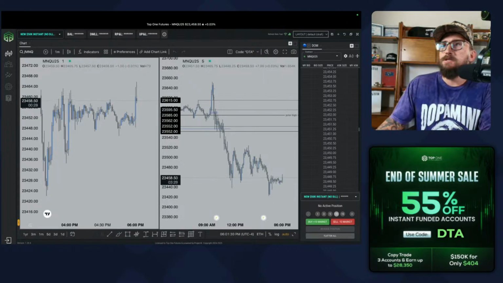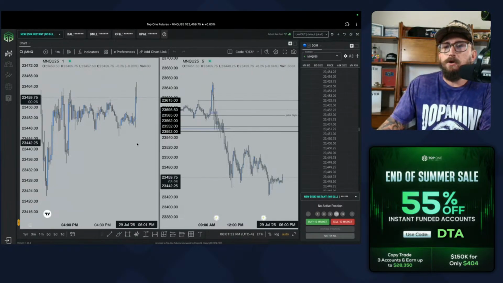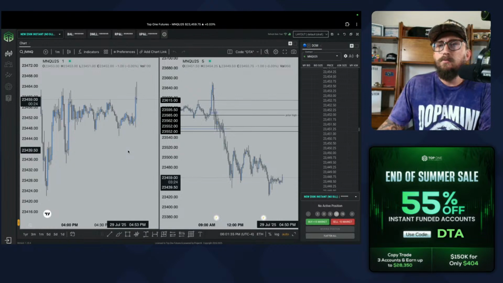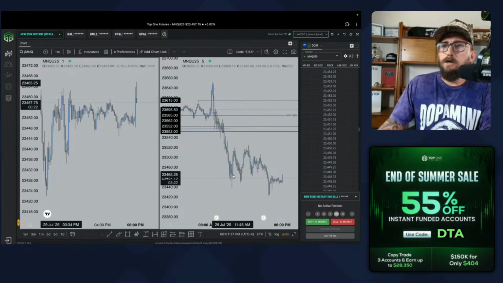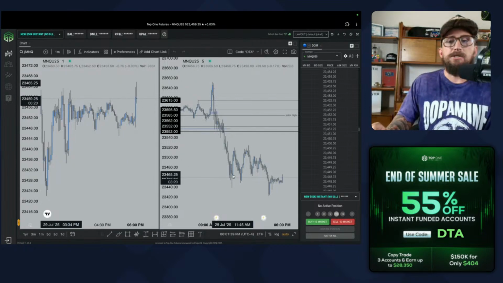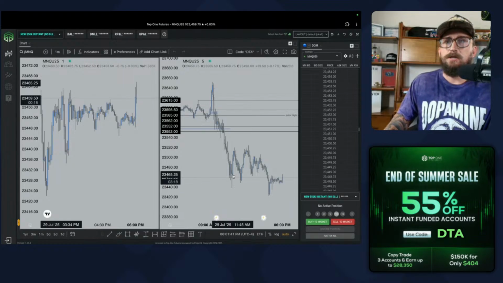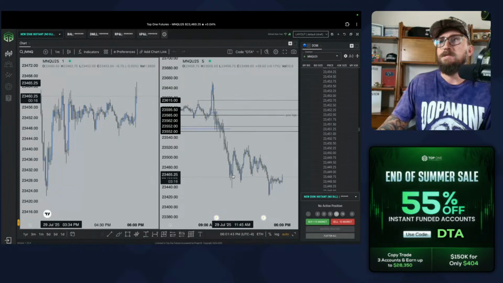We're gonna hop into this, just looking at some levels over here on my Top One account. We're going to review what we saw happen over the last trading session. This is really important because it sets the context for where we are opening up today.